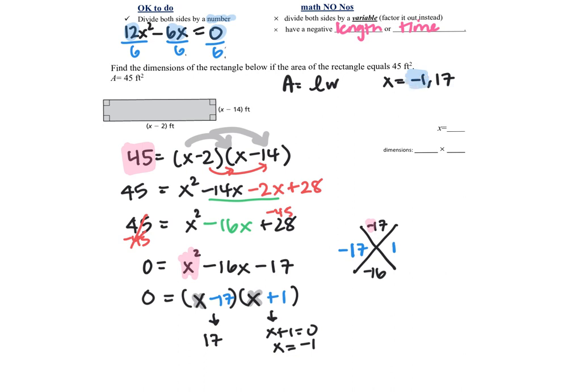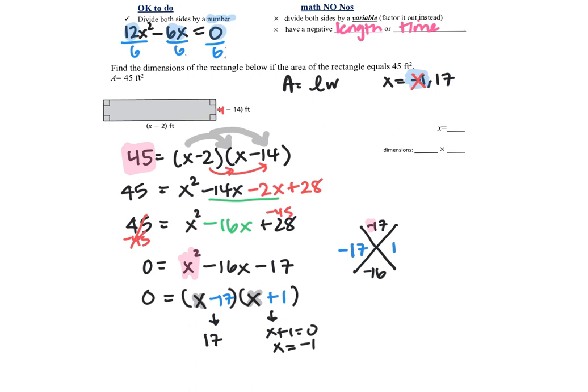If you plug negative 1 into either of these spots, you would get that this side is negative 15, and you would get that the other side is negative 3. That rectangle is impossible. So negative 1 is an extraneous answer. It's not an answer that's a solution to our problem.